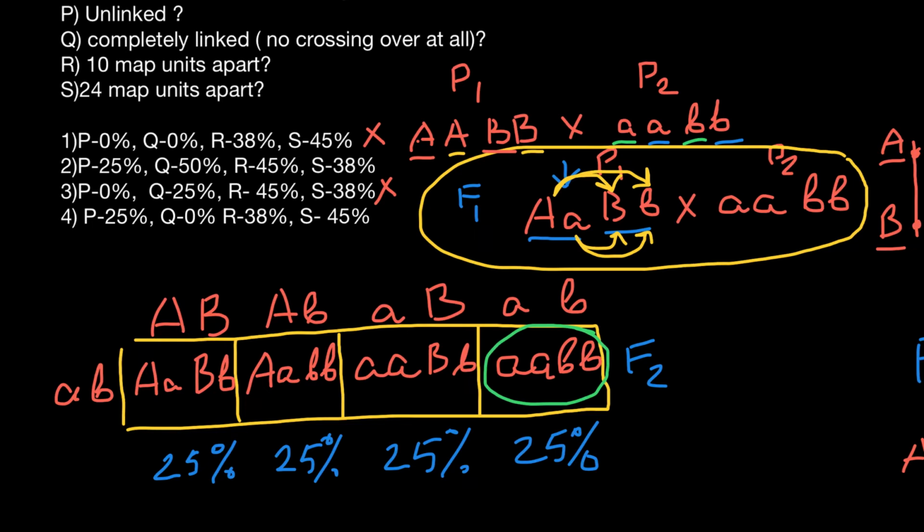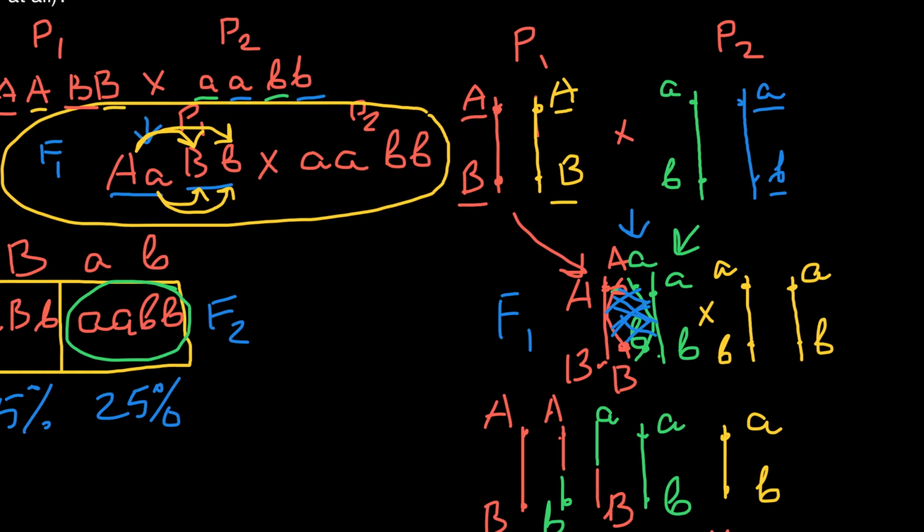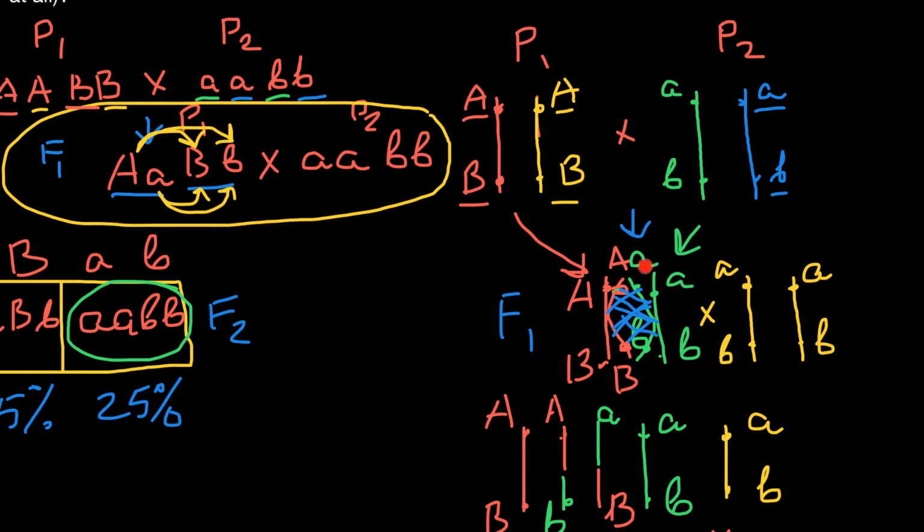So, what if the genes were completely linked, so no crossing over would happen at all? And now let's return again to this picture. So what if gene A and B were completely linked?